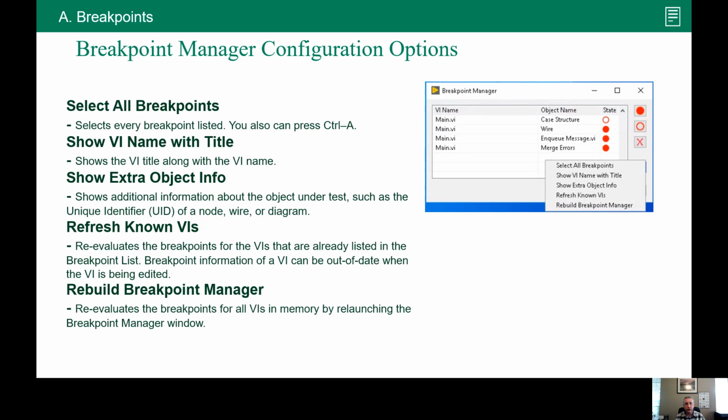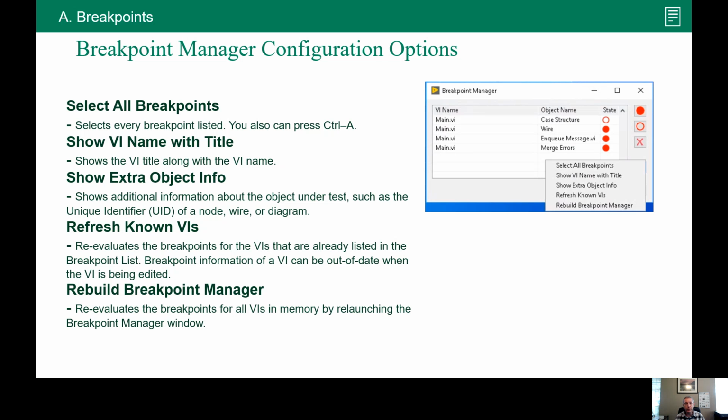There are also some configuration options that let you manage how things appear in the breakpoint manager window itself, like showing the titles of VIs instead of their VI file name. And then there are a couple of refresh options. So these options to refresh and to rebuild that you see there are typically going to be used when you've got a lot of things going on with dynamically called VIs or reentrant VIs or both, such as the case with something like Actor Framework.